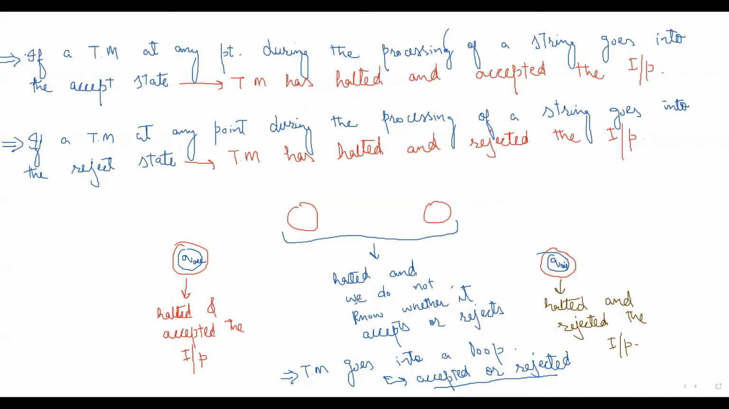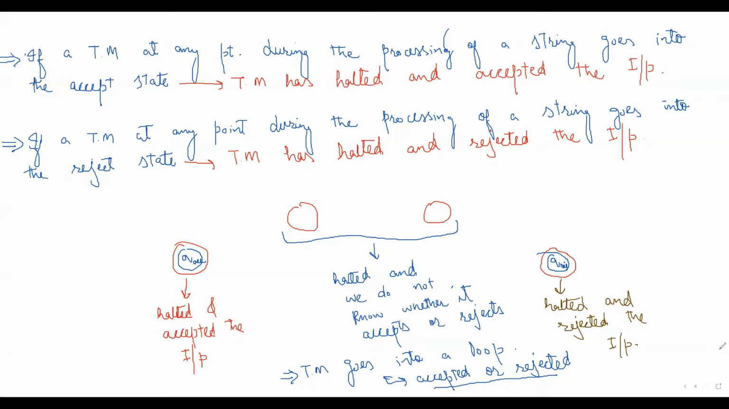Fine. So a Turing machine accepts a string if it goes into an accept state, and after going into an accept state, it halts. Or we will say that it has rejected the string if it goes into the reject state.